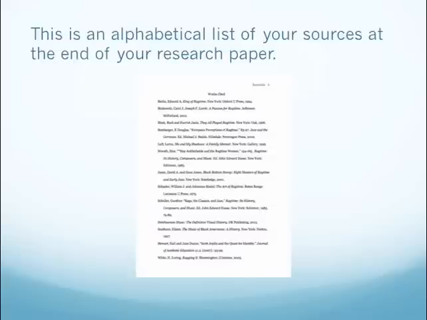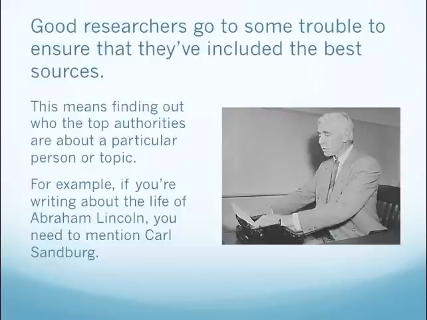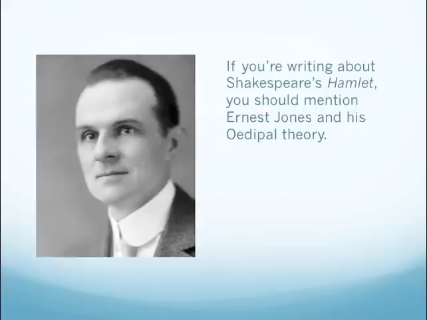But it's not just a reading list. Good researchers go to some trouble to ensure that they've included the best sources. This means finding out who the top authorities are about a particular person or topic. For example, if you're writing about the life of Abraham Lincoln, you need to mention Carl Sandburg. If you're writing about Shakespeare's Hamlet, you should mention Ernest Jones and his Oedipal theory.